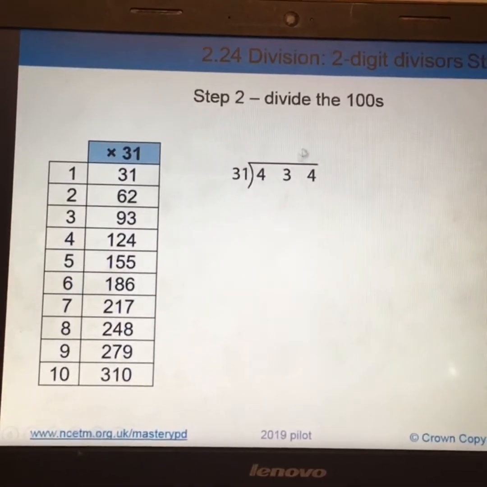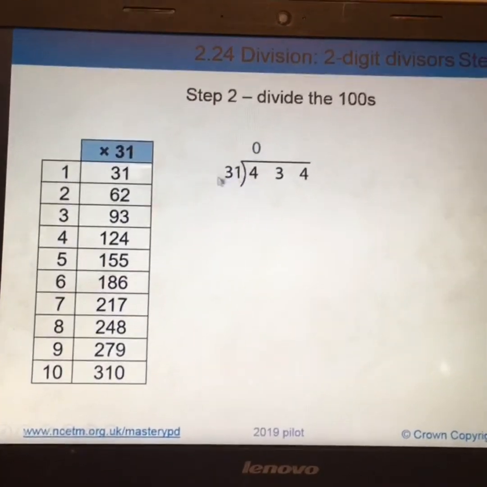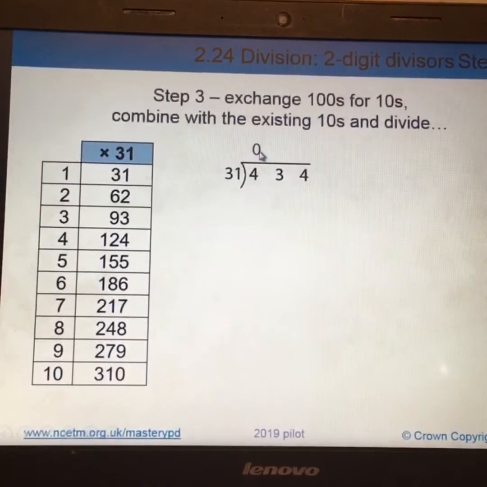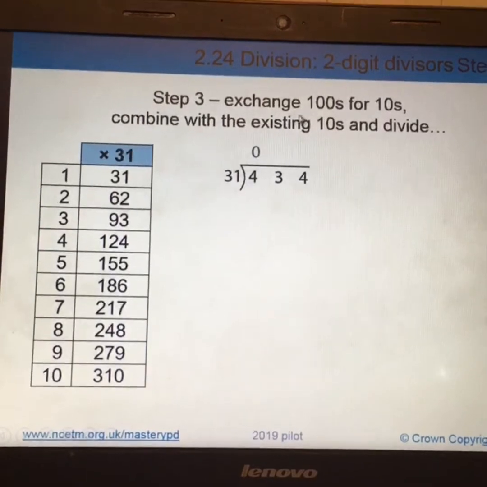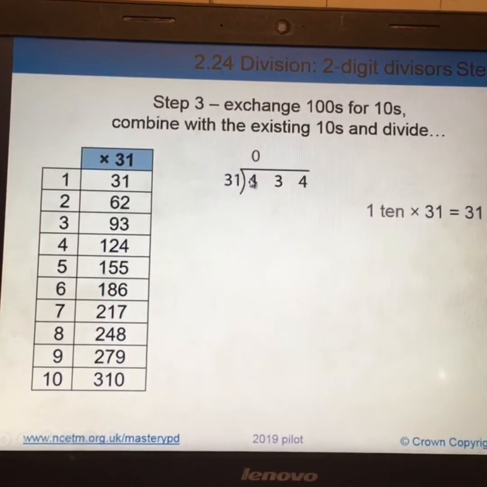So first of all, we're going to divide the hundreds. So can we divide 4 by 31? No, we can't. So we put a 0. Exchange the hundreds for tens and combine with the existing tens. Exactly the same as we would normally.